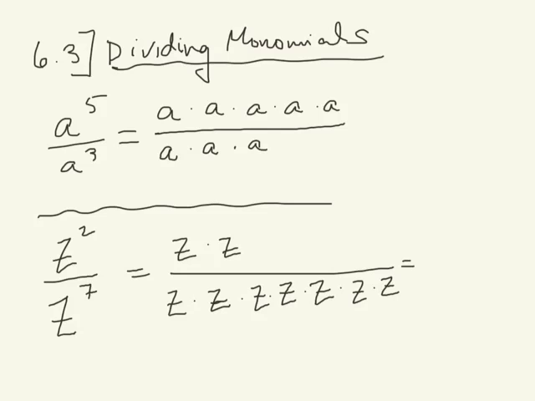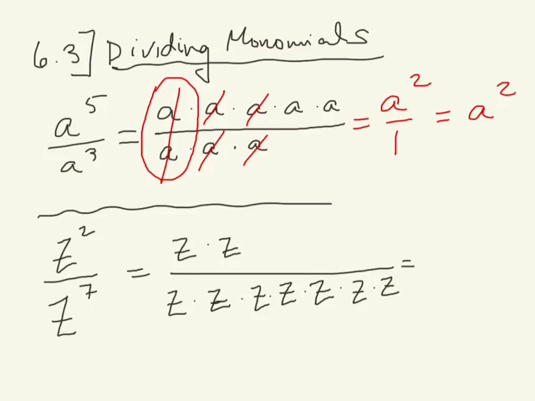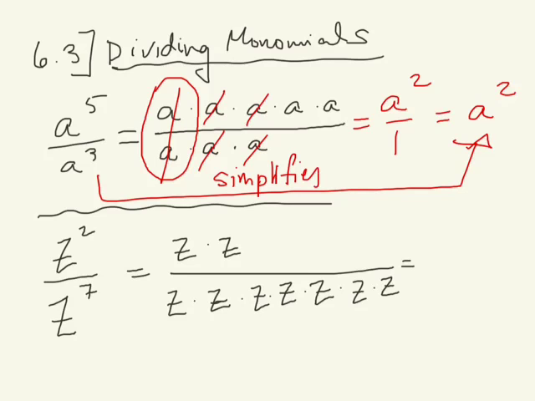Thing about it is, when you get to this point, if you look at this, if it were just this, a over a, they would cancel. This would cancel to be 1. Anything over itself is 1. So this cancels this, and this cancels this. And you're just left with a squared on top over 1. So you're just left with a squared. So that simplifies to a squared.